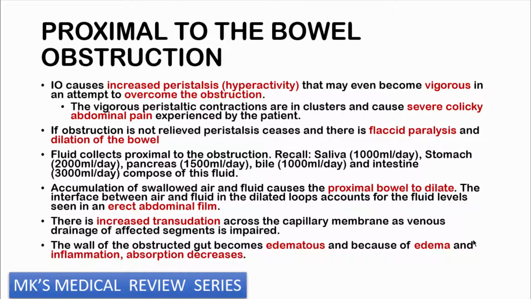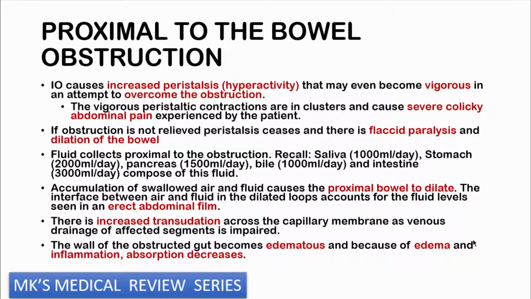So remember that in the gut you have fluids that are being produced. Saliva is about 1,000 mils per day. The stomach produces about 2,000 mils per day. The pancreas is going to be producing about 1,500 mils per day. The bile is going to be about 1,000 mils per day. The intestines themselves secrete about 3,000 mils per day.